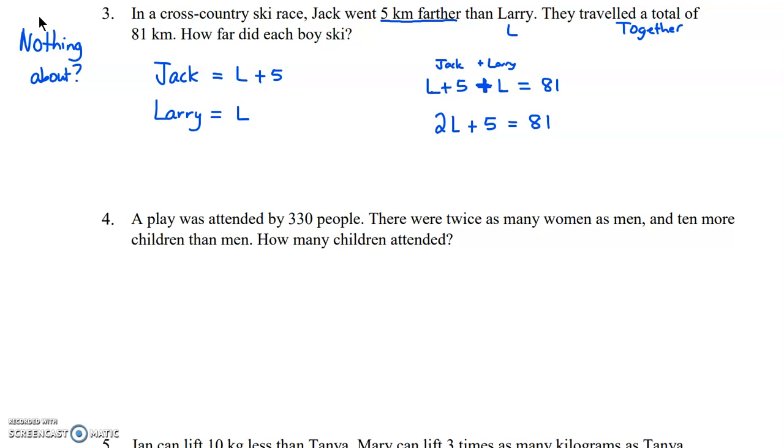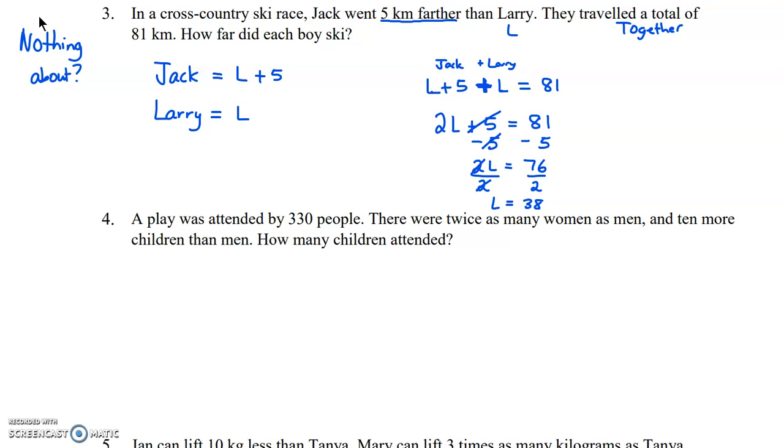So now I can get rid of the 5 so that I can isolate the 2L. So I'm going to subtract the 5 from both sides, canceling, leaving me with 2L is equal to 76. Because I'm multiplying 2 times L, I'm going to divide by 2 on both sides. And that's going to leave me with L is equal to 38.